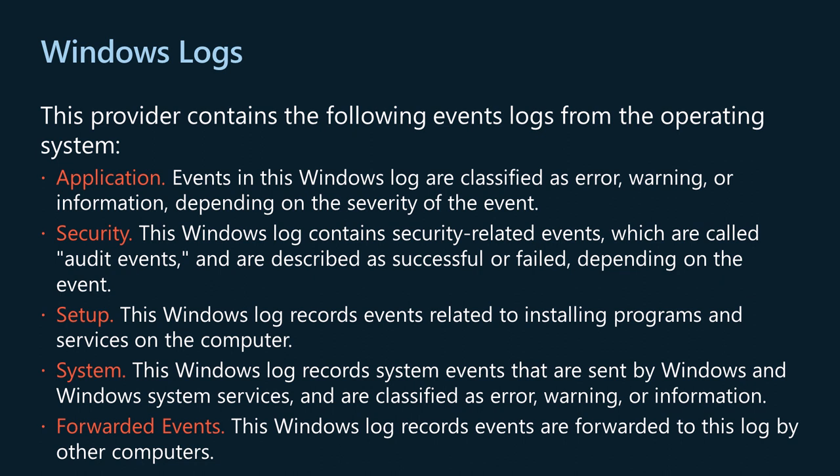System log. This Windows log records system events that are sent by Windows and Windows system services and are classified as error, warning, or information. Forwarded events log. This Windows log records events that are forwarded to this log by other computers.